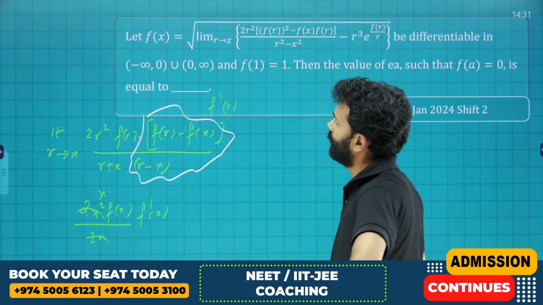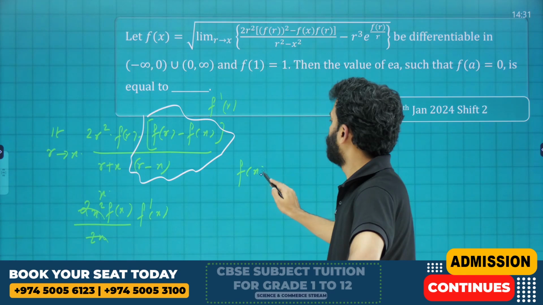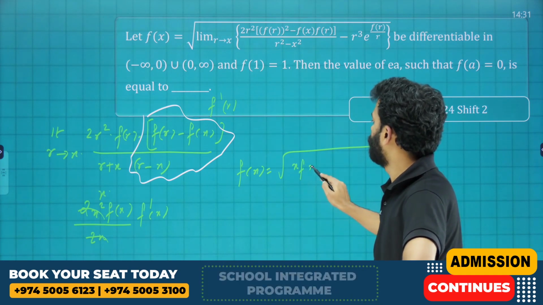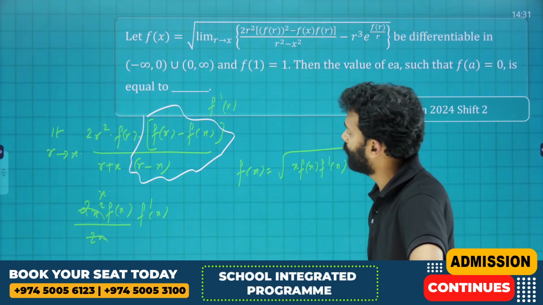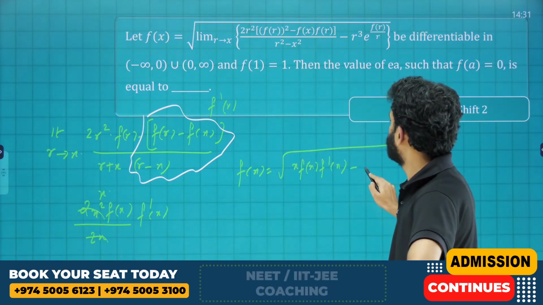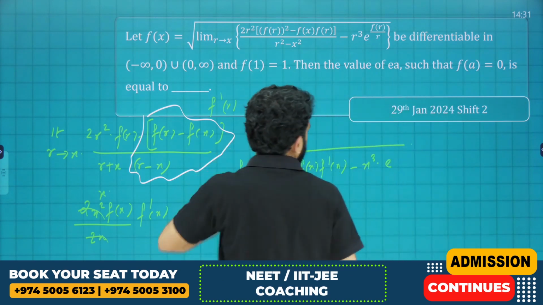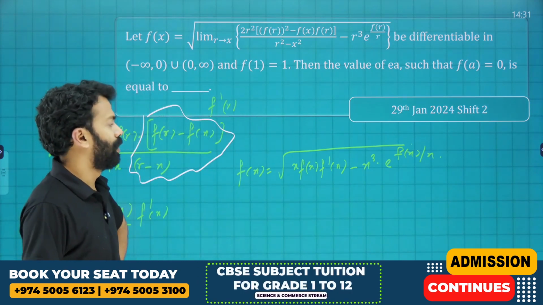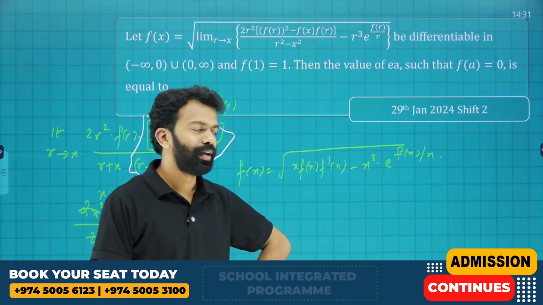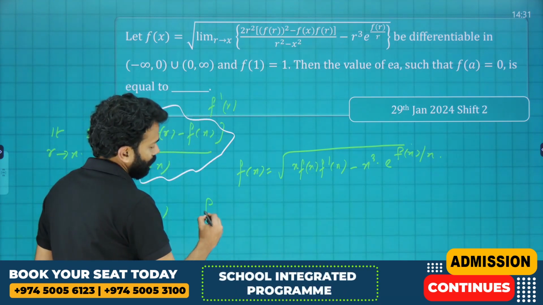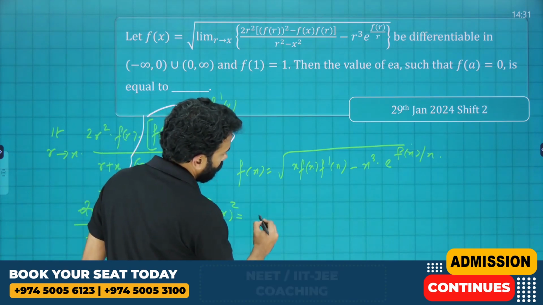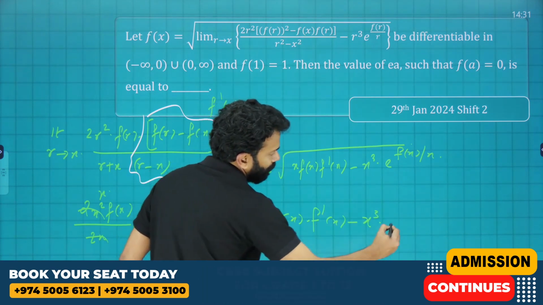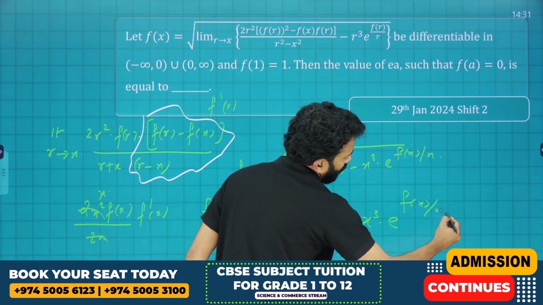And this we can substitute the limit directly here. Therefore f of x is equal to square root of x into f of x into f dash of x minus x cube into e raised to f of x divided by x. How are you going to take it from here? The question. Let's square this, and what will we get? f of x the whole square is equal to x into f of x into f dash of x minus x cube into e raised to f of x by x.